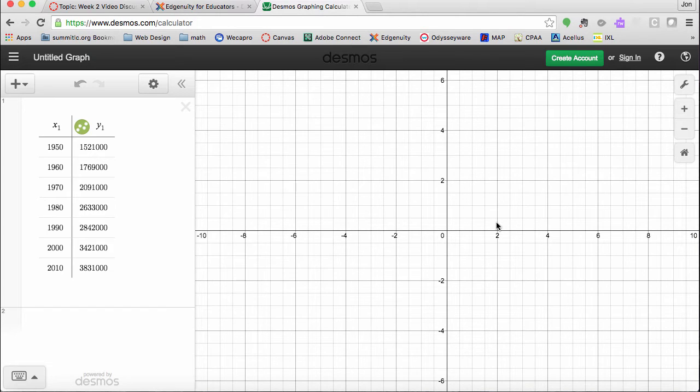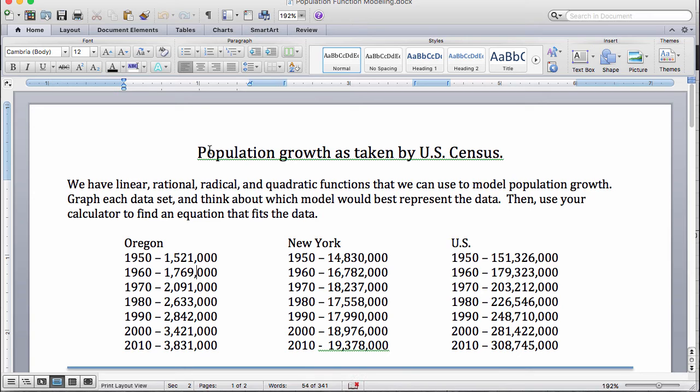I wanted to make a quick recording showing you how to do this population growth activity and how to use your Desmos calculator to get some good graphs and to come up with some functions that seem to fit the data. So we've got this data here from Oregon, New York, and the United States as a whole. For the last 60 years, you can see from 1950 to 2010, Oregon has definitely been growing in terms of population. Doubled, over doubled in that time span.